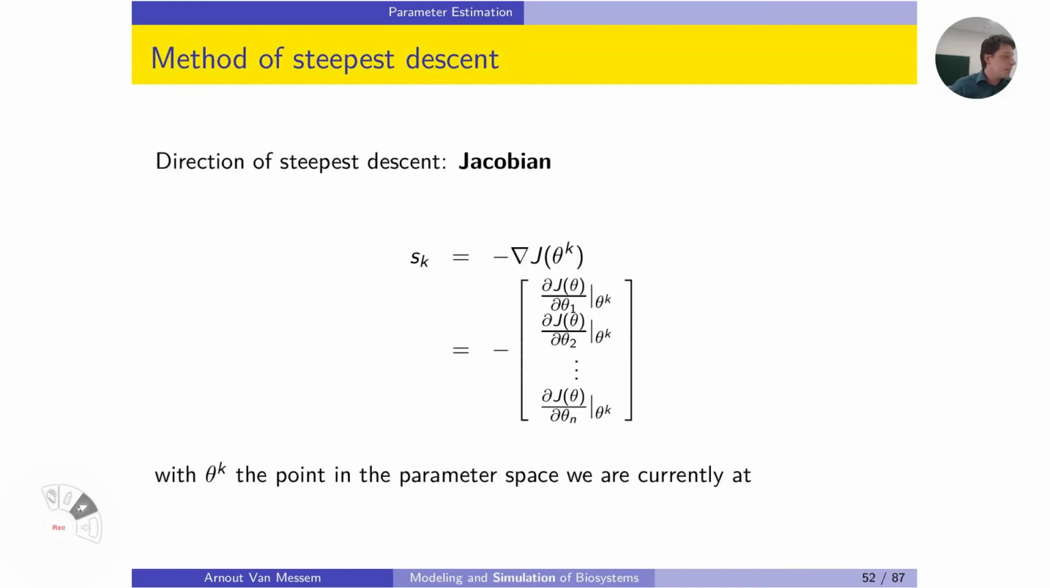Method of steepest descent is also called the gradient method. Why? Because it applies a gradient. A gradient is nothing else but a multivariate version of the derivative. And we look for the direction of the steepest descent through the Jacobian. So the Jacobian here is the vector of all partial first order derivatives.